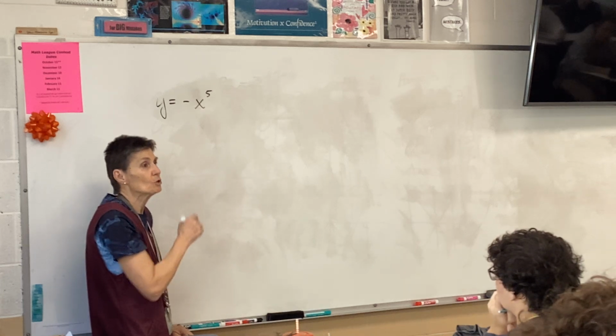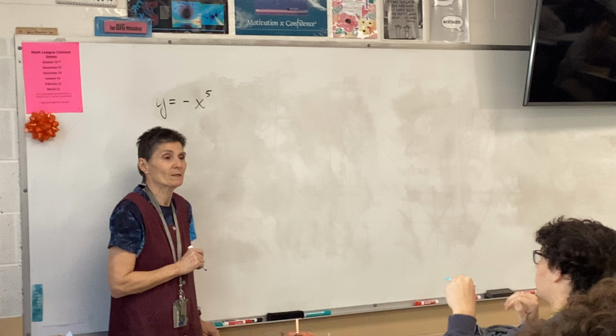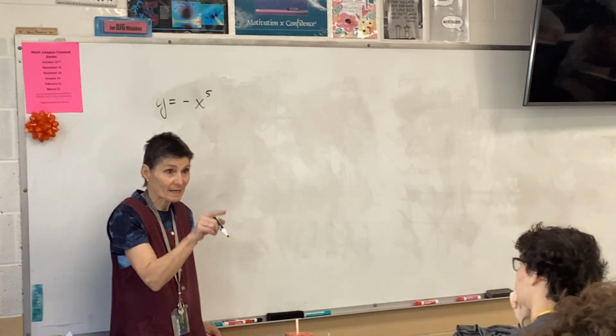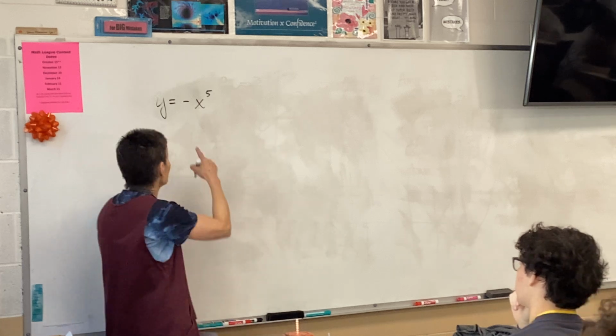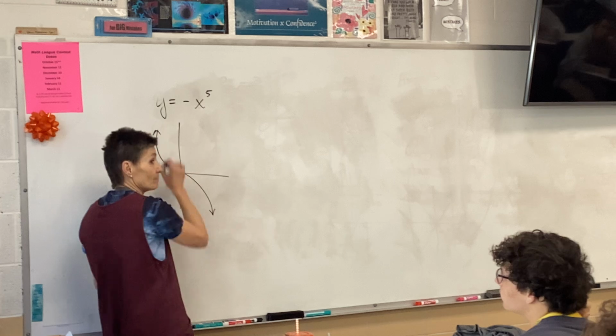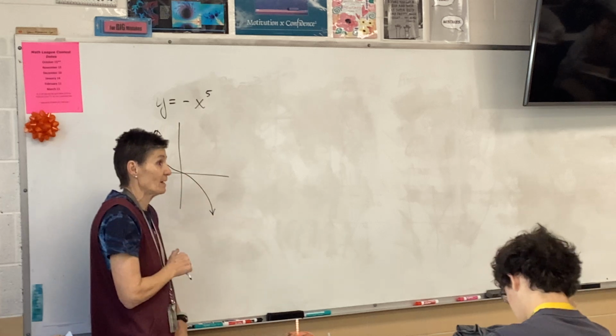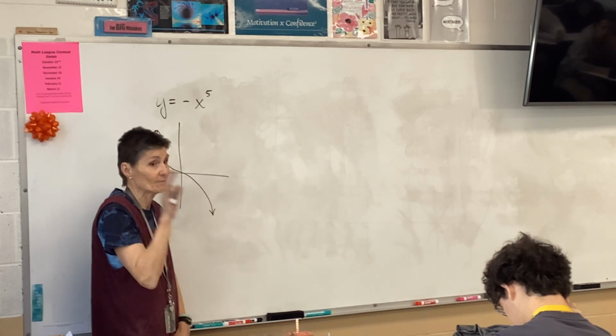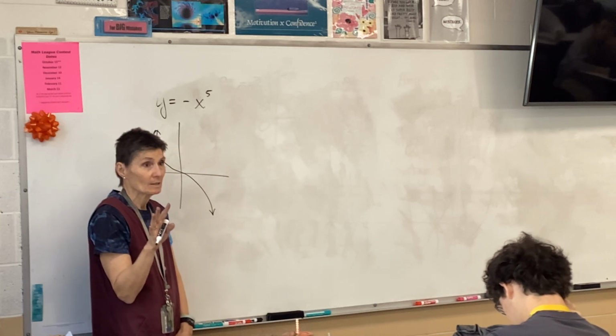What does x cubed look like? Okay, that's what x to the 5th looks like. That's what x to the 7th looks like. So upside down, this is going to look something like this. That's the general shape of it. It's x cubed, x to the 5th, x to the 7th. Everybody good with that? All right.